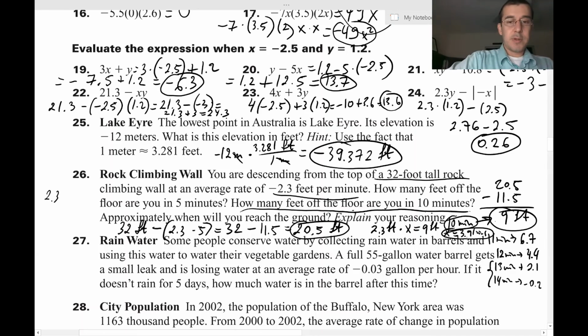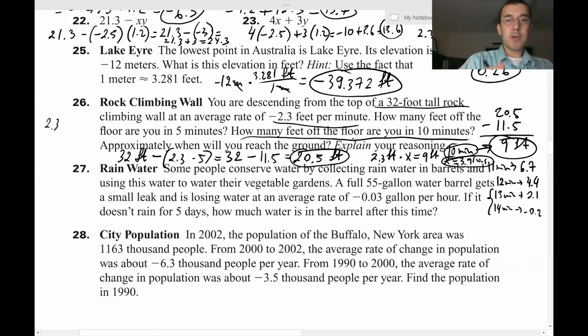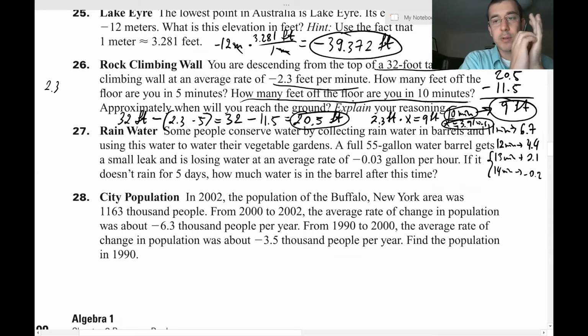All right. 27. Rainwater. Some people conserve water by collecting rainwater in barrels and using this water to water their vegetable gardens. A full 55-gallon water barrel gets a small leak and is losing water at an average rate of negative 0.03 gallon per hour. If it doesn't rain for 5 days, how much water is in the barrel after this time? So 55 gallons you start off with, and then minus, it's losing 0.03 gallons per hour, and then times 5 days.